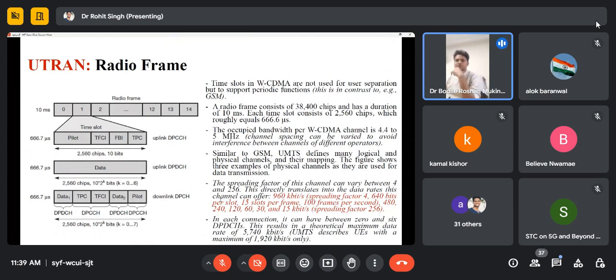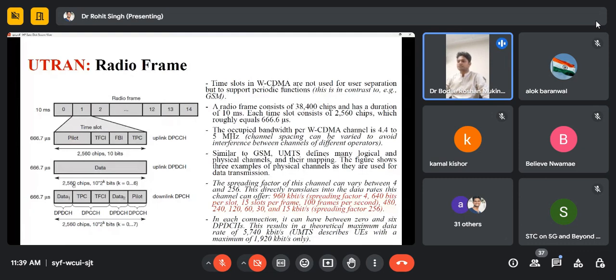So number of chips available with each slot is 38,400 divided by 15. That is equal to 2560 chips in each slot. So each slot can transmit 2560 chips in 666.7 microseconds. So in 666.7 microseconds, we can transmit this many chips.